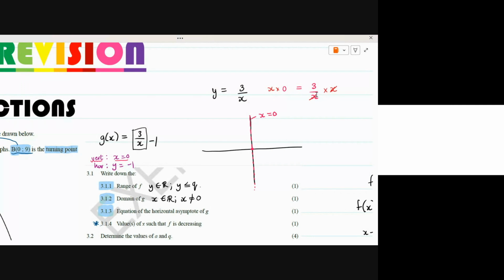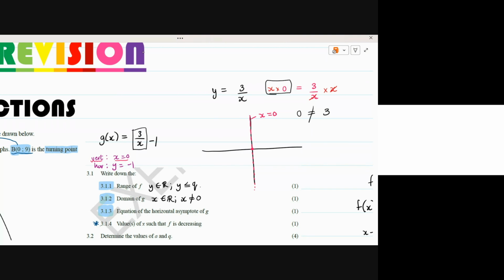Those two will cancel each other out. And then over here, I'm going to get x times 0. X times 0 is going to give me 0 is equal to 3. Is that a true statement? True? Nope. 0 is not equal to 3.